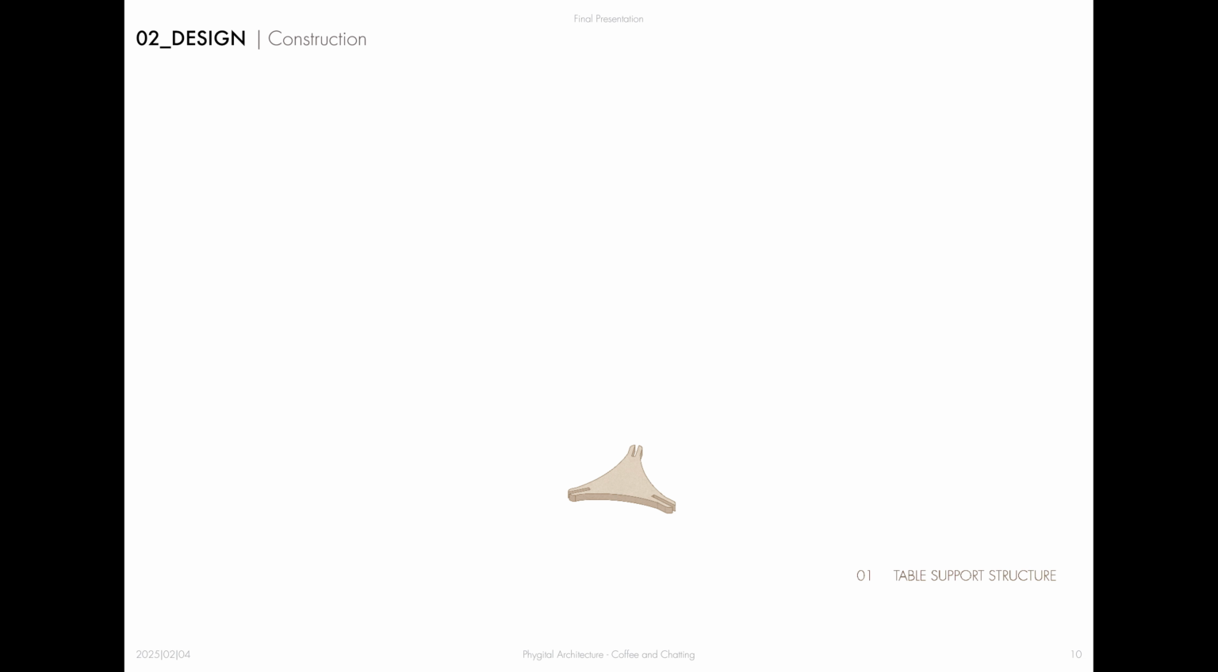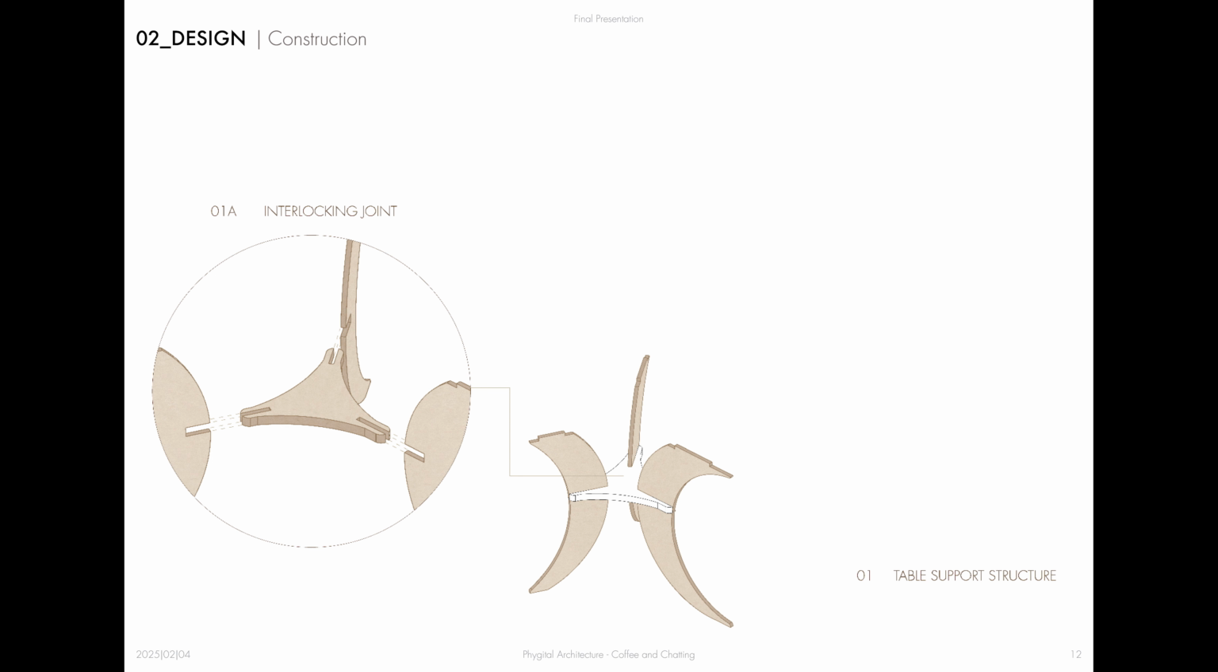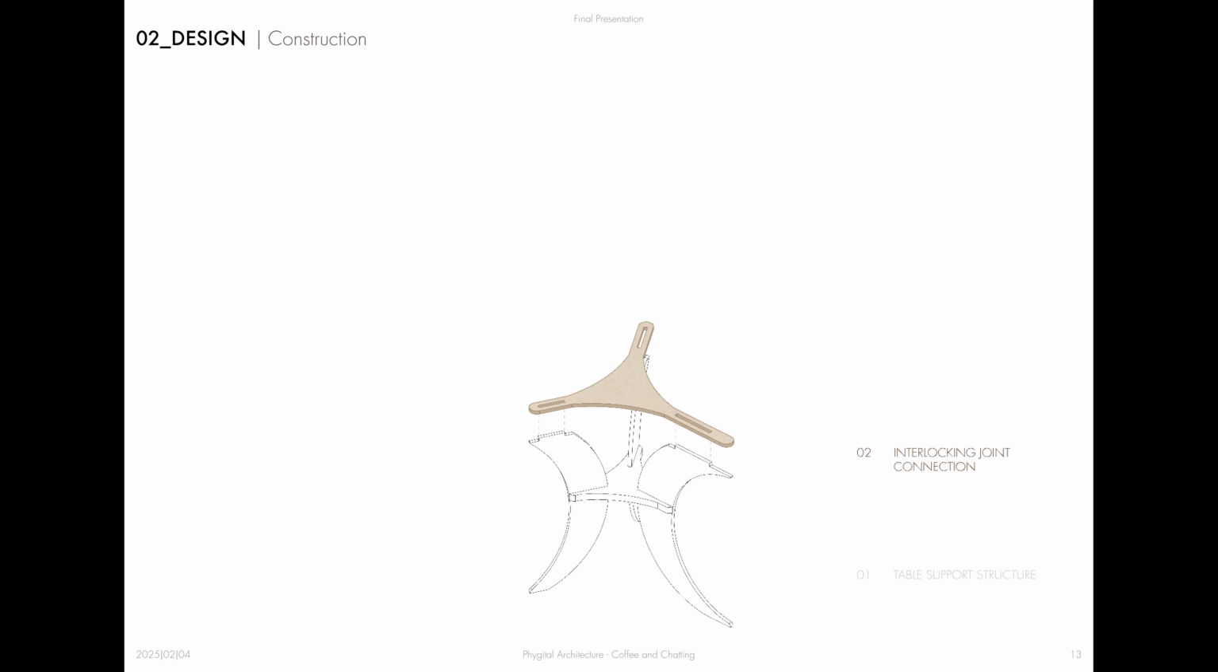The connection piece serves as the structural link between the supporting elements. By linking the supports, a foundation is formed for the tabletop. To simplify construction and disassembly, an interlocking joint system is used. At the top, an interlocking joint secures the 3 supporting elements.